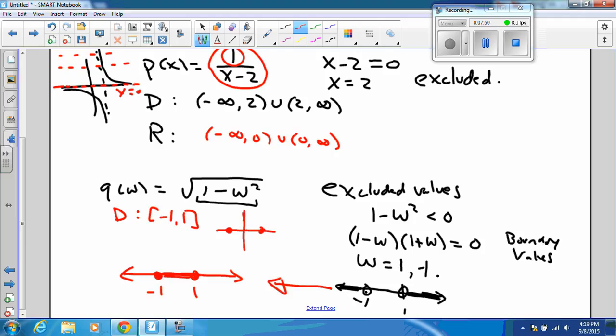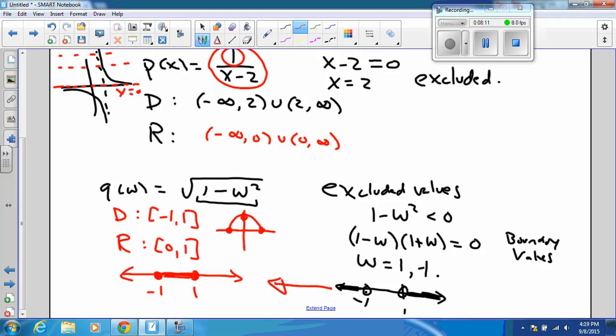When w is equal to 0, my graph has a value of 1. And I think you can see that w equals 0 is going to be the largest possible value, so that my graph looks like this. And so my range is going to be all values from 0 to 1.